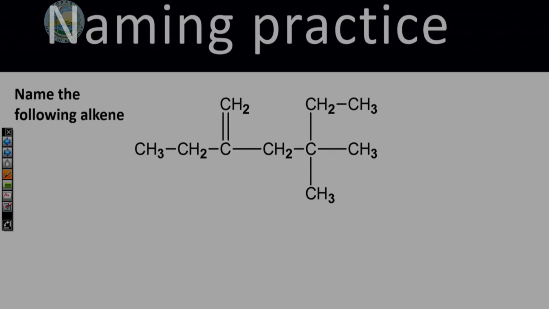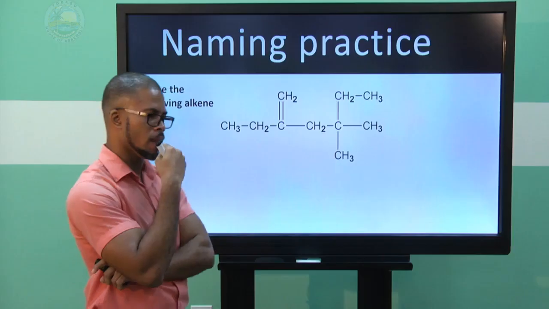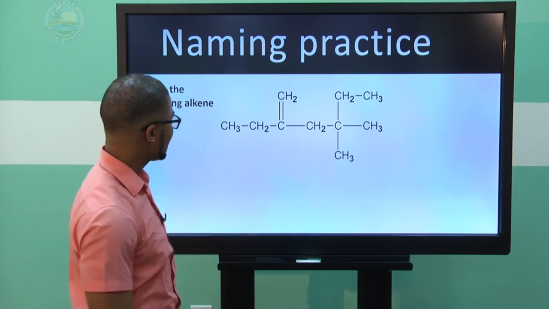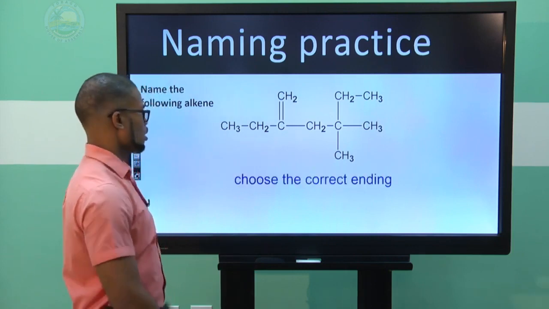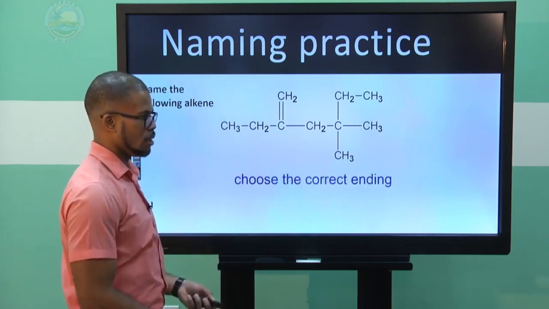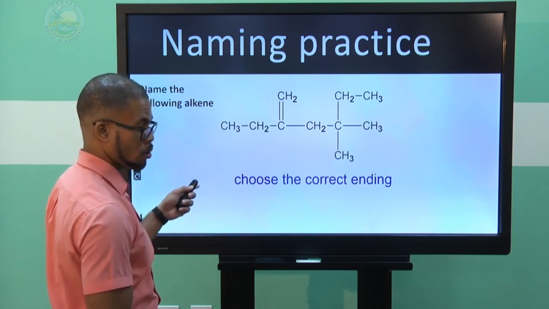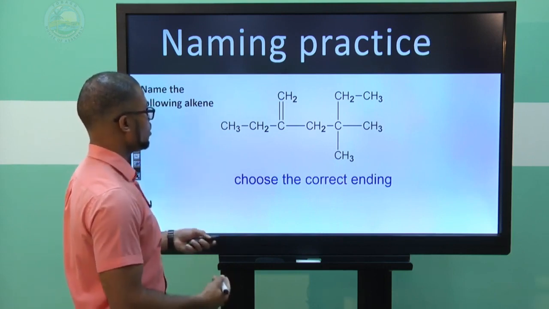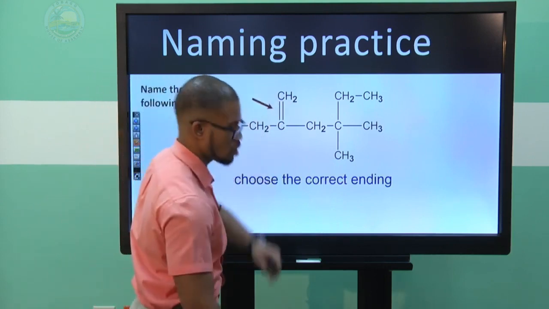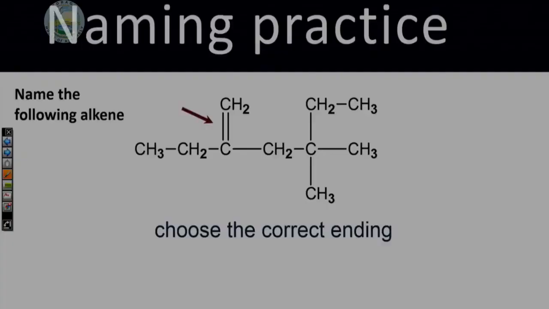So the first thing we know when we are applying this to the problem is that we need to find out the correct ending for the name, because we need to name this compound. And here we see a double bond, which means that we are dealing with an alkene. So we know that the end of this compound is going to be -ene.